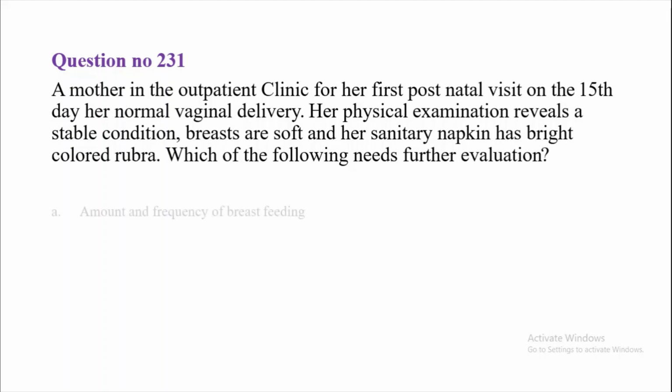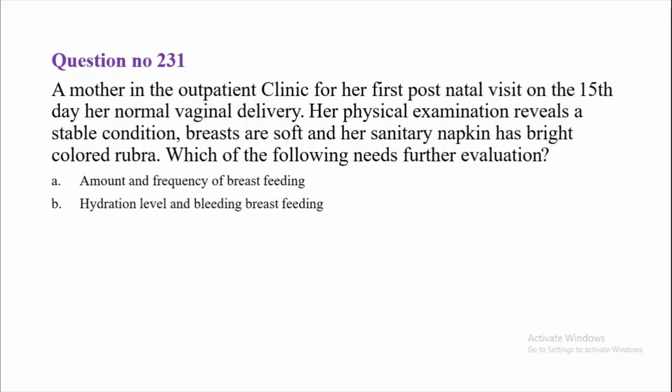The options are: Number A, amount and frequency of breastfeeding. Number B, hydration level and bleeding. Number C, activity, exercise and resting period. Number D, uterine size and position.